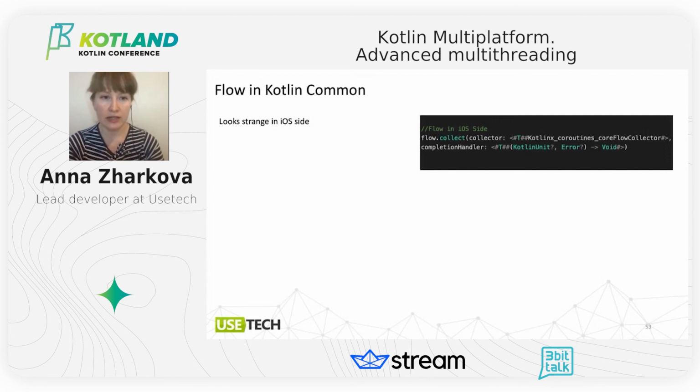Well, on the iOS side it looks really strange, because we need to implement some type of collector that should be implemented from the Kotlinx Coroutines Core FlowCollector, and also specify a completion handler. And for us everything is fine and understandable with the completion handler, because we know about suspend and its transformation on the iOS side, but there are several problems with the collector.